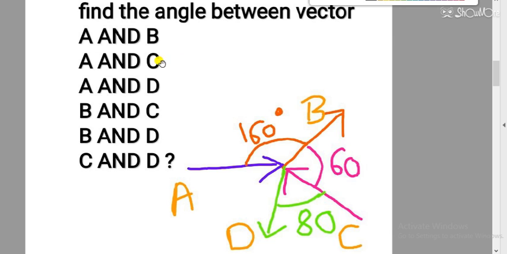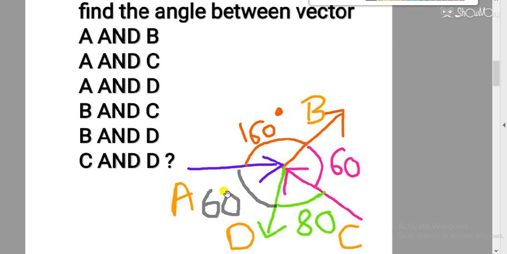I have to find the angle between A and C. Now you can see the C vector is this one, the A vector is this one, and suppose this is a complete circle, the total angle is 360. So 160 plus 60 is 220, 220 plus 80 is 300. So that means this angle is 60 degrees.